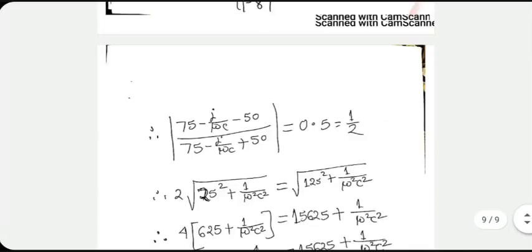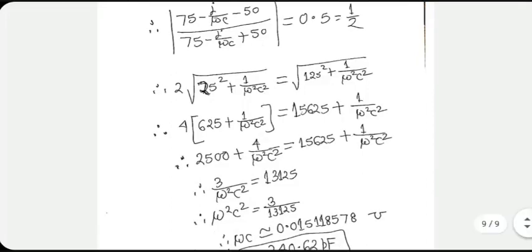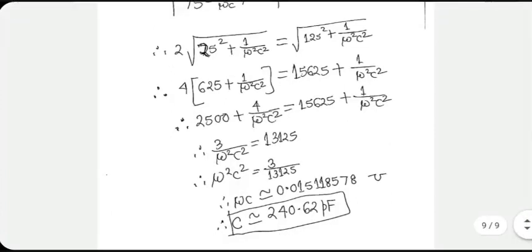And then I simplify this. I take 75 minus 50, which is 25, and in the denominator, it becomes 75 plus 50, which is 125. I take the magnitude, equate the result on both sides, solve the equation. I get 3 divided by omega square C square equal to 13125. So omega square C square becomes 3 divided by 131. You can do it, I'm sure. Omega C turns out to be so many more.